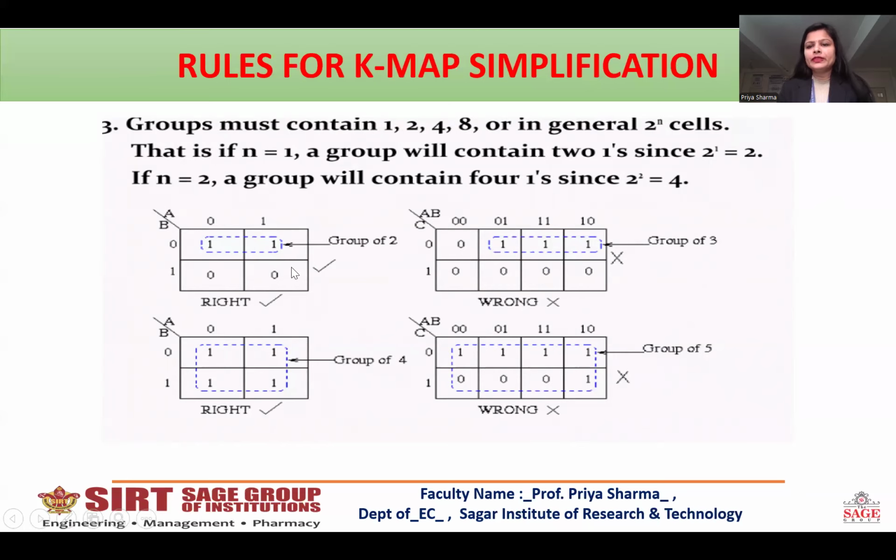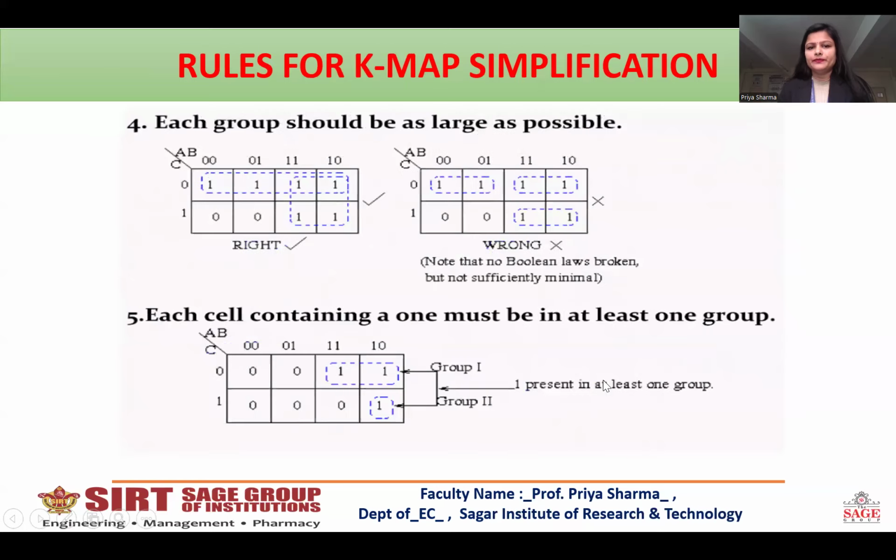As it has been explained to you through examples, grouping of 2 is allowed, but grouping of 3 is not allowed, as 3 is not a power of 2. 2 to the power something is never equal to 3. So grouping of 4 is allowed, but grouping of 5 is not allowed. Here 4 ones and 1 here. So grouping of 5 ones is not allowed.